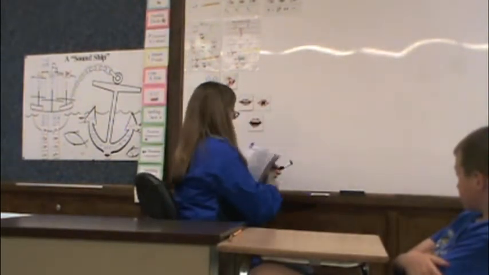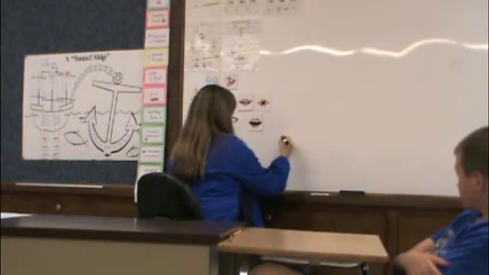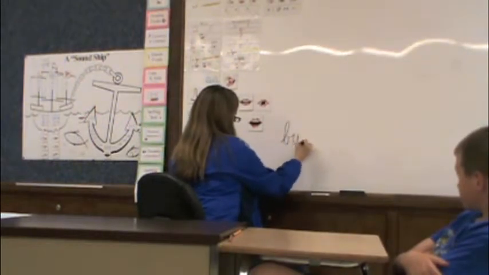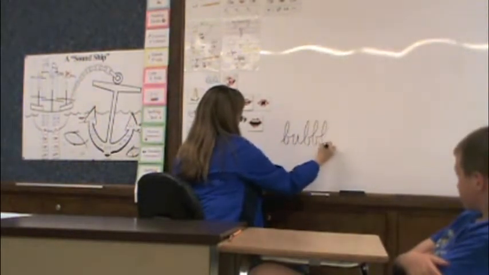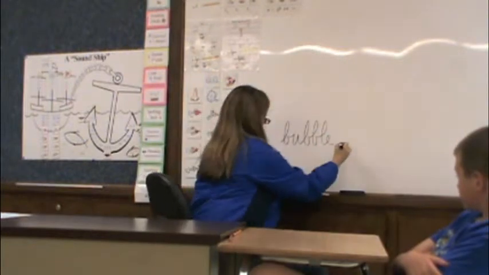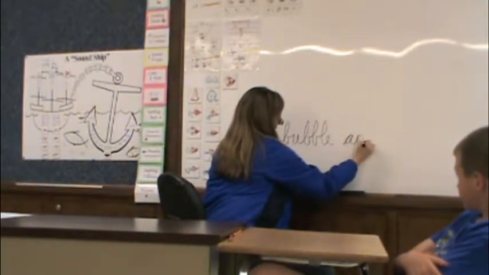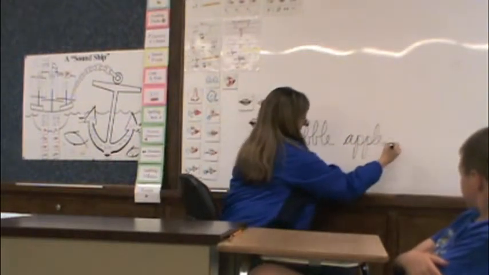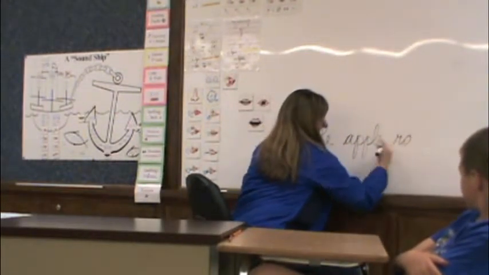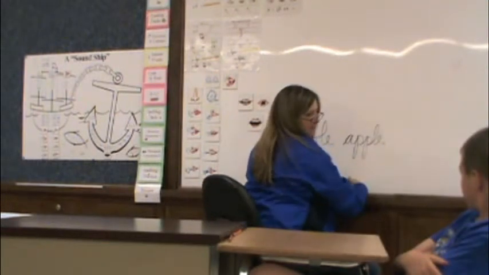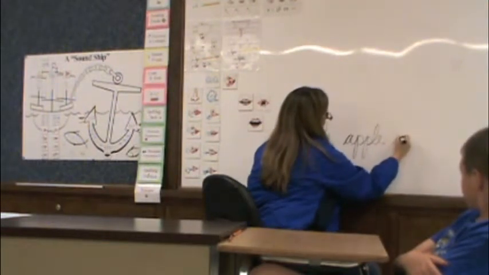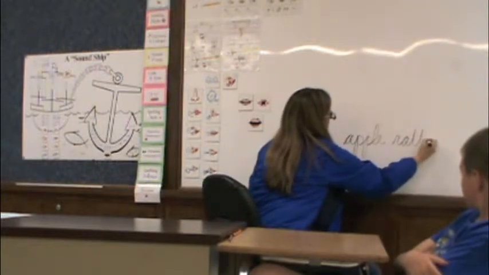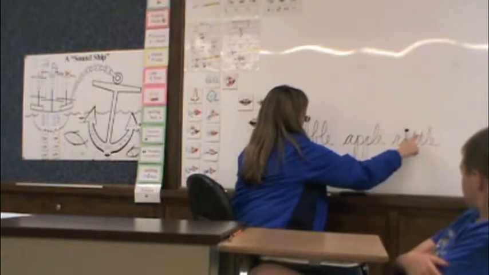So, we have B-U-B-B-L-E. And then A-P-P-L-E. And then R. We still have one. That's R-A-T-T-L-E. The T's are a little bit tall there.